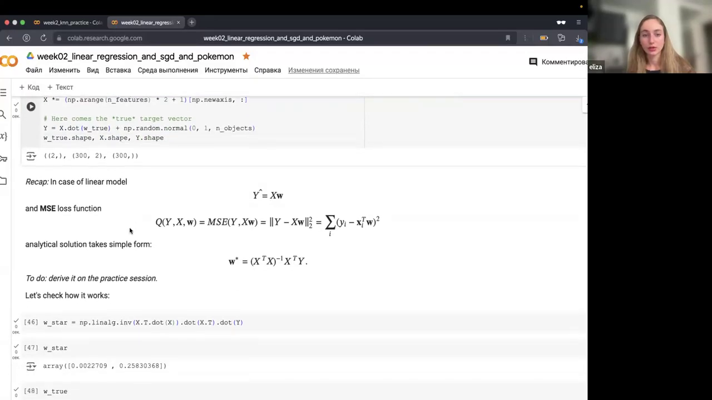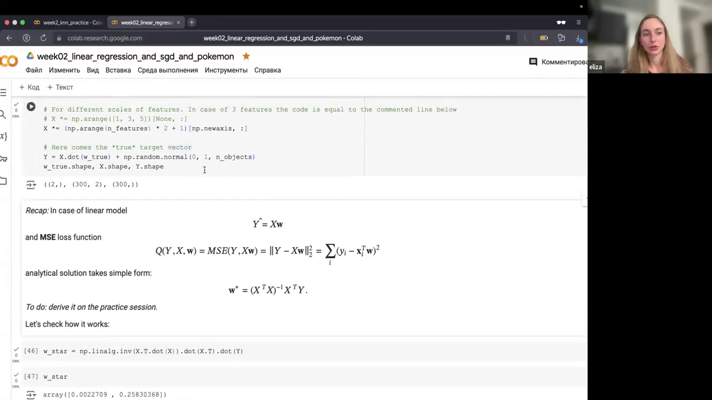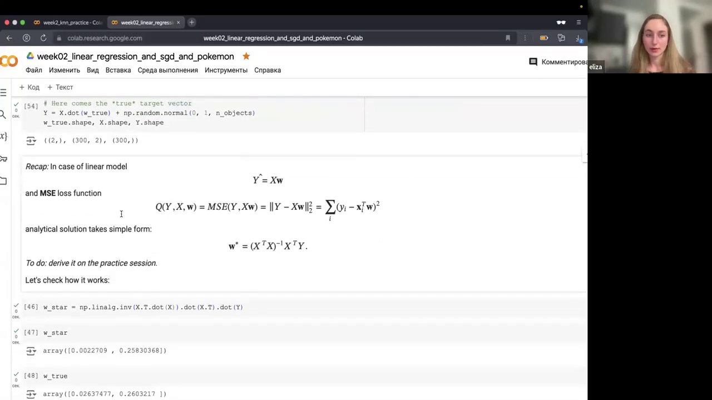So let's try to see. You see that the shape of your weights array is 2. You have 2 weights. You have 300 samples, and you have 300 targets for your samples. MSE, mean square error, we discussed it.